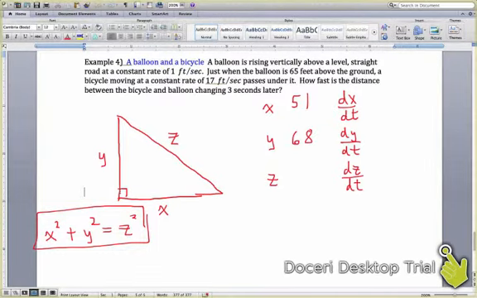I know dx/dt. I know dy/dt. I am seeking dz/dt. I need to find z. You can find that by using the Pythagorean theorem. 51 squared plus 68 squared, and then take the square root of that. And that comes out very nicely to 85.